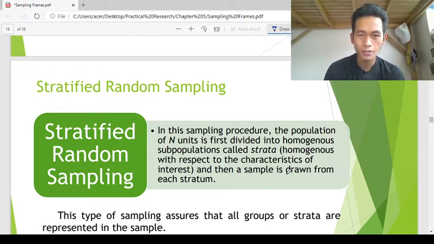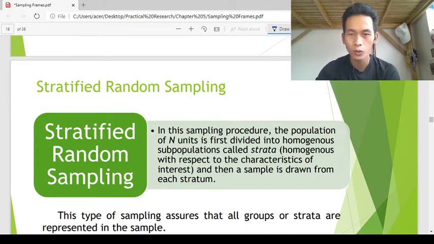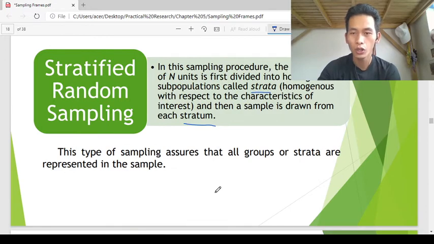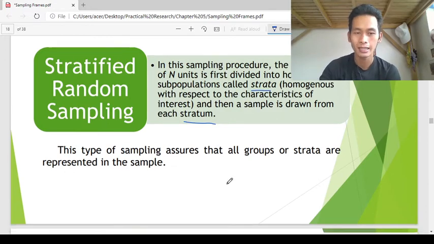So stratified random sampling, you have to consider whether the population is homogeneous or not. In this sampling procedure, the population of n units is first divided into homogeneous subpopulations called strata. So stratified random sampling is applicable if there is homogeneity with respect to the characteristics of interest, or there is what we call strata. And then a sample is drawn from each stratum. This type of sampling assures that all groups or strata are represented in the sample.